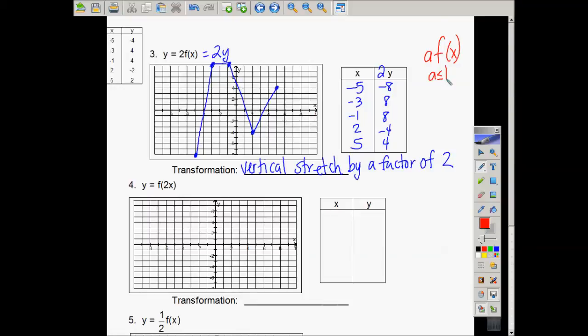I don't even know what AFX is. A is just a variable, right? Yeah. Can you answer the question? If I have a variable on the outside times my function, and A is greater than or equal to 1, what is my function going to do? Stretch. So if I write a V stretch, is that okay? Yeah. Sure. A V stretch. Okay? So if it's less, would it shrink?